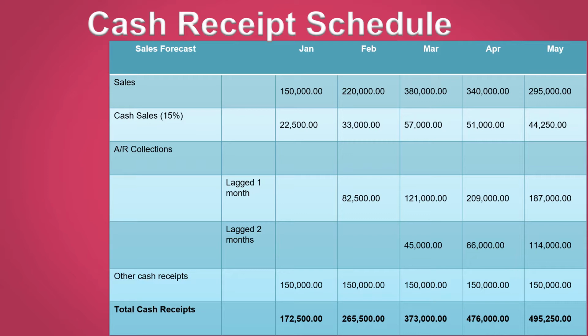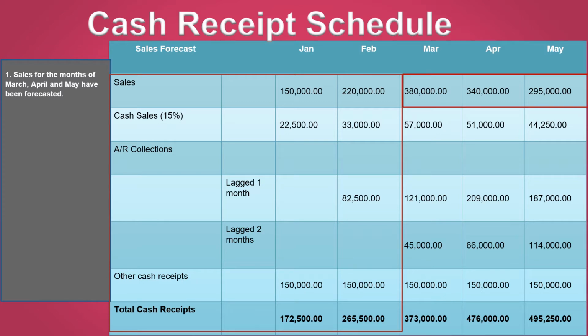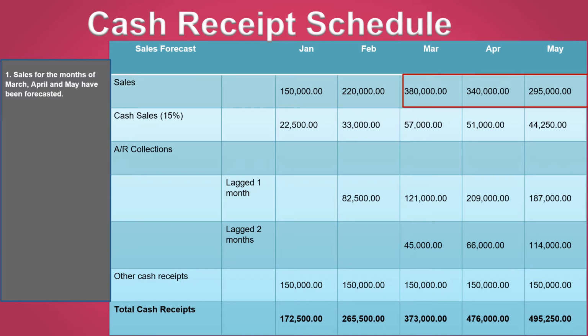You have to forecast the business's monthly sales. You have to remember that the January and February cash receipt schedules are already posted, meaning these are given in this situation. And we are going to prepare a cash receipt schedule for the months of March, April, and May. Sales for March, April, and May have been forecasted, and thus we're trying to develop a cash budget for those months.